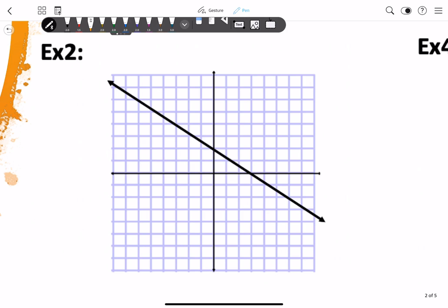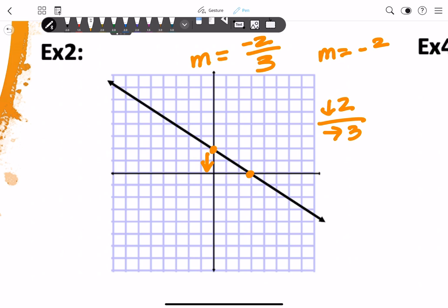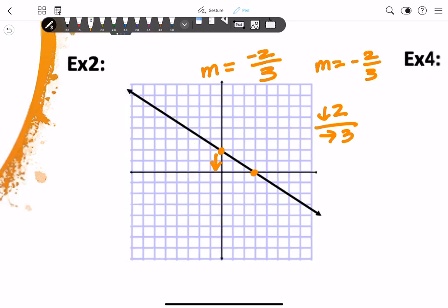For this one, notice it's going downhill as we're walking from left to right. And the points that we have here, we're going down 2 and always to the right, 3, which means my slope, which is the letter M, is going to be negative 2 over 3. Now, it doesn't matter if you put the negative where it is right now at the top, or if you write it out like this. Either way, if it's just one negative, either option would be correct.